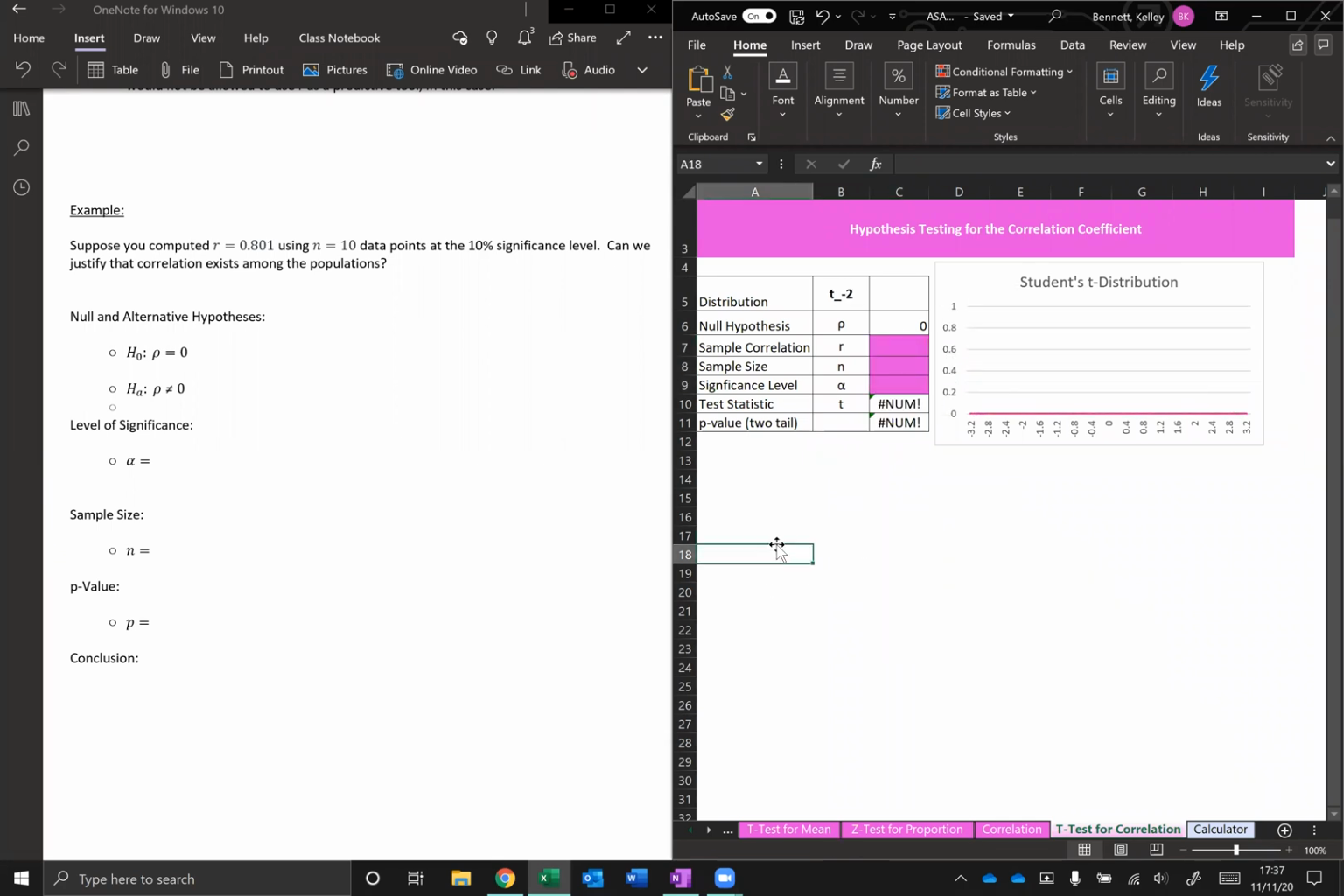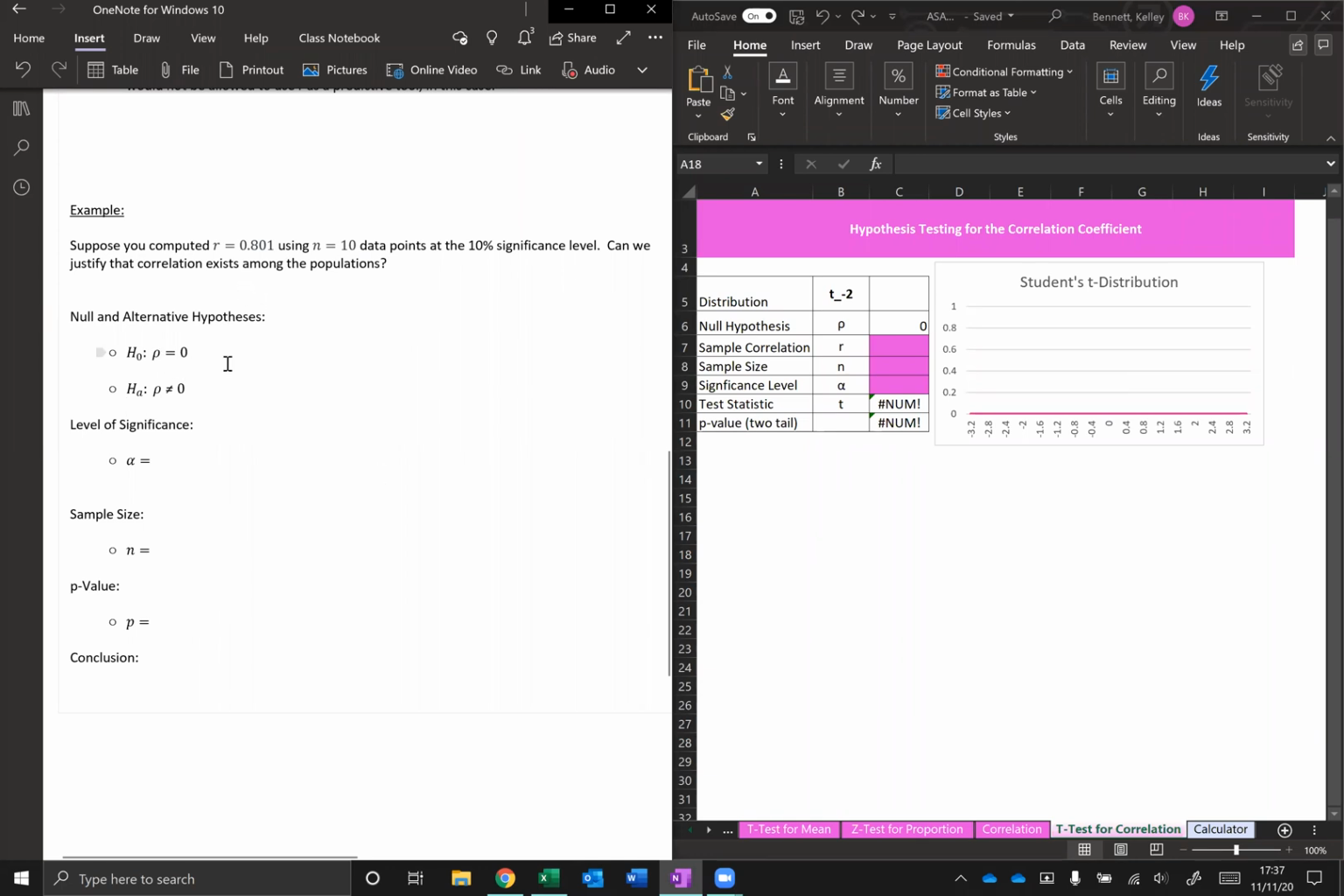So when we go to Excel, we'll notice that we don't have the opportunity to type in a value for rho. And that is because when we are doing a hypothesis test for correlation, we always assume that rho is 0. We always assume that there is no correlation among the populations, because what we want to show is that there is. So that's our alternative hypothesis. And so those are kind of fixed. We never have to fuss with those.